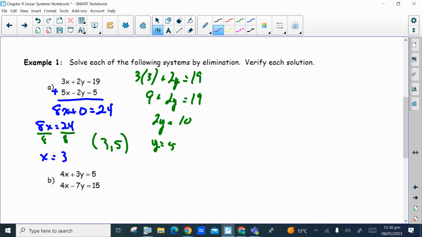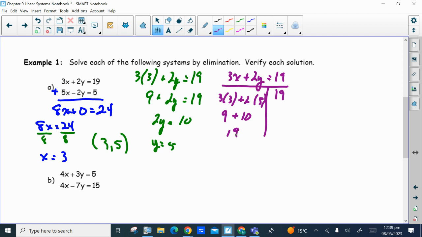So what we need to do then is to check. And if you're asked to verify your solutions, you must show this step. Show that you are checking. So when x is 3 and y is 5, 3 times 3 is 9, 2 times 5 is 10, and 9 and 10 gives us our 19. So it checks for that one.